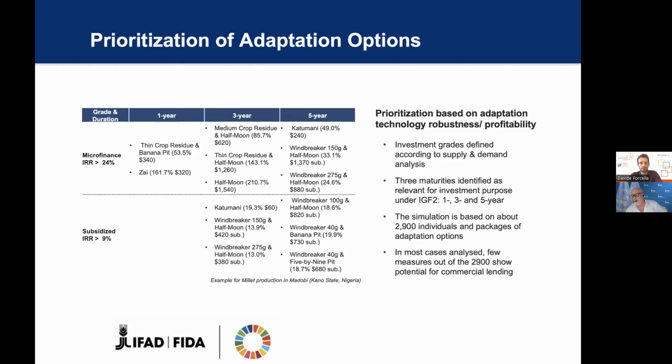But you can see here, we've done our analysis. And if you look to the far right, you see the simulation is based on about 2,900 individual and packages of adaptation options. So we're not just doing 1 or 2. This is big number stuff. And we're producing all the different real-time financeability analysis that we need. And it's real time. You can update these models every day. Let's go to the next slide.